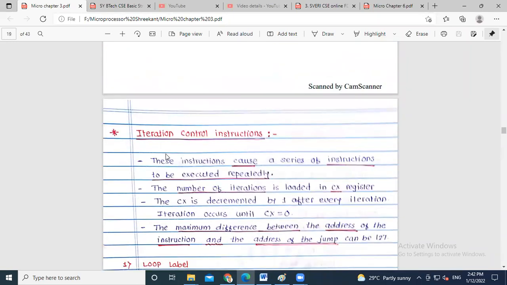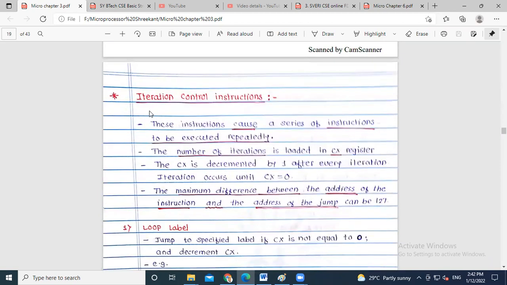Okay. So next comes under iteration control instructions. In this chapter, we are going to cover only instructions, the instructions that come under the 8086 microprocessor. So next, I will move on to iteration control instructions.